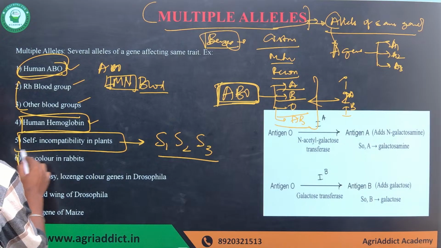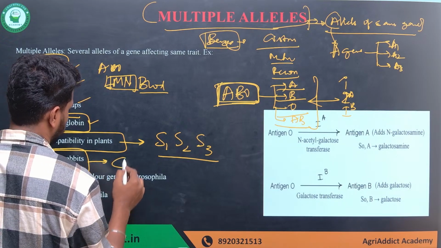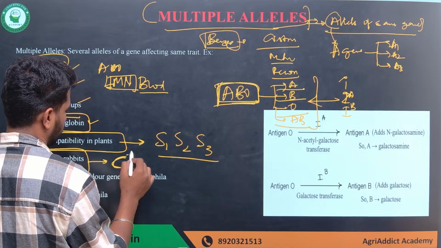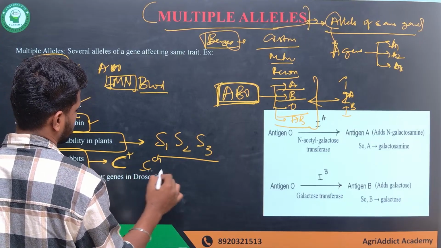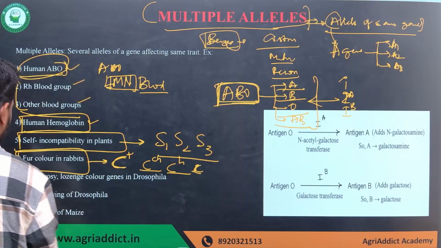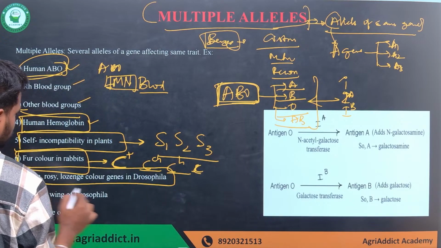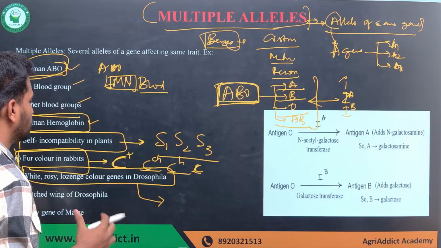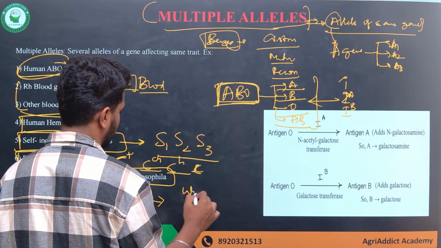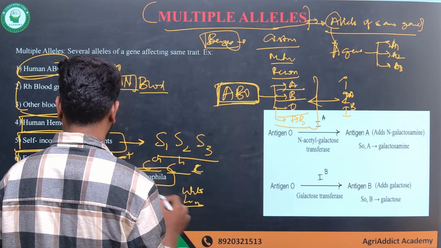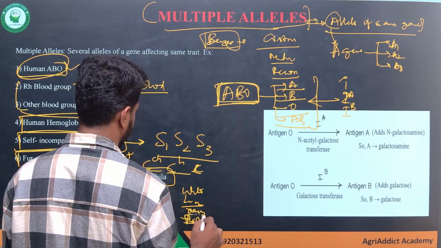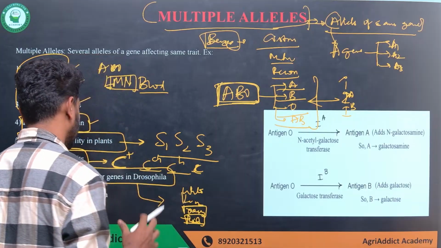And next, the fur color in rabbit, which we discussed. C for coat color in rabbit, where C plus is wild type, C-ch is chinchilla, C-h is Himalayan, and c is albino, right? And in case of the white eye gene, the most studied character in the field of genetics, there are alleles like white eye, eosin, and rosy, and the wild type. So there are several mutants or alleles for a single character.